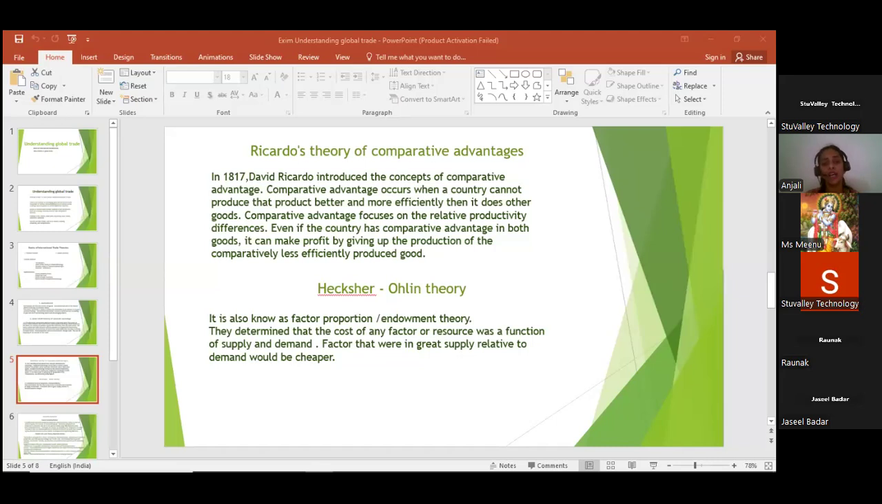And China is good with computers and technology, so they can export computers to India. That is, we are importing computers from China. As they are specialized in it and good at manufacturing computers, this type of trade was known as the Heckscher-Ohlin theory. It was also known as the factor proportions and endowment theory.